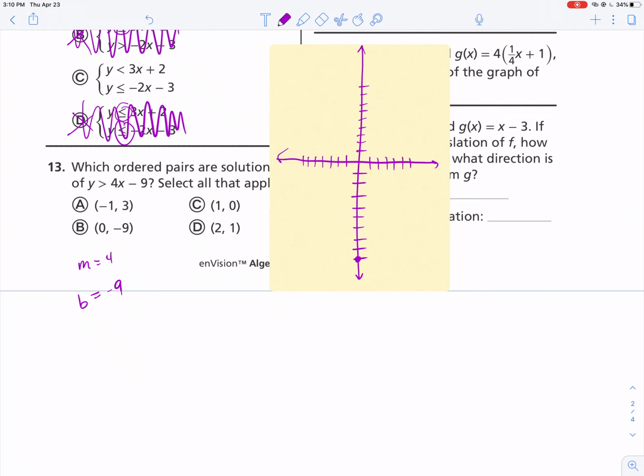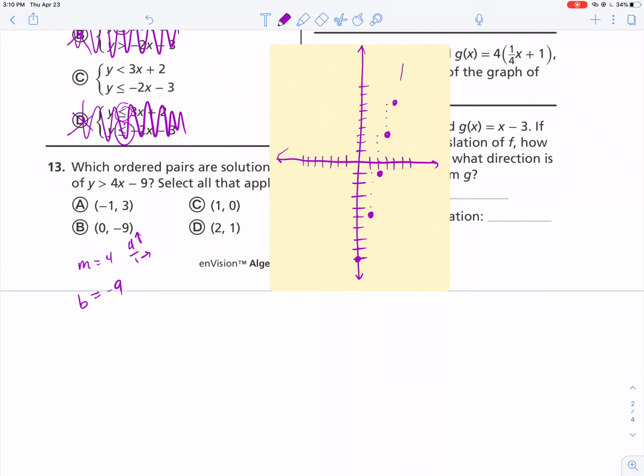So our slope is 4, which means we're going to do 4 over 1. We're going to rise 4 and we're going to run 1. So we're going to go up 1, 2, 3, 4, run 1. Here's our next point. We're going to rise 1, 2, 3, 4, run 1, and again, 1, 2, 3, 4, run 1.